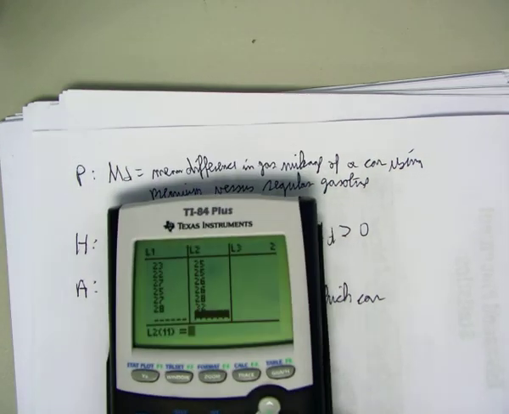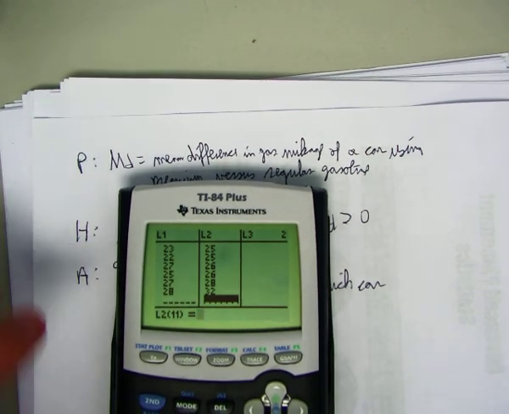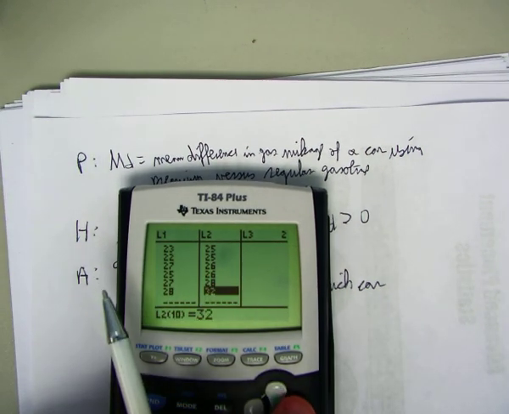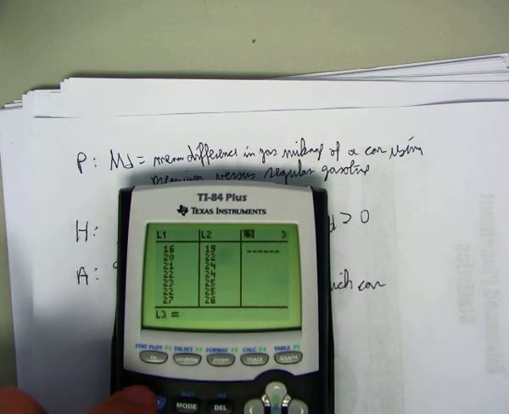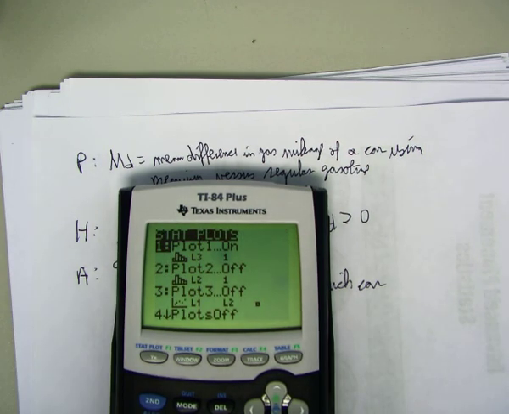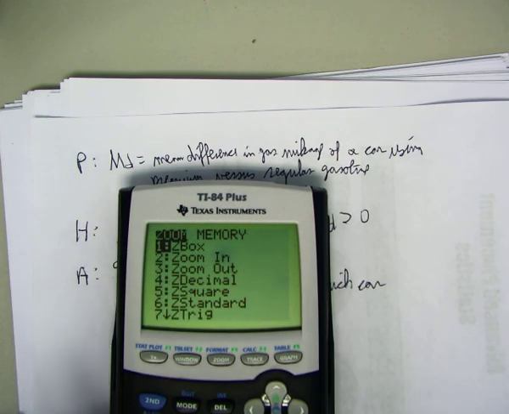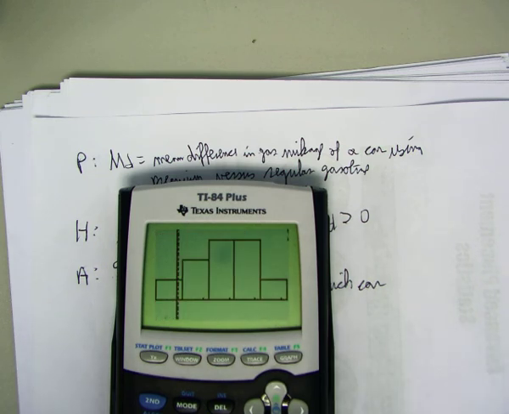So here you go. There's the data. There's regular in L1, premium in L2. So I'm going to go to L3 and I'm going to do L2 minus L1. And those are the differences. So it looks like they're all positive. That's good. And I'm going to go to plot on. I'm going to go to my histogram for L3. I'm going to go to zoom stat. So look at that. That's roughly unimodal and symmetric.